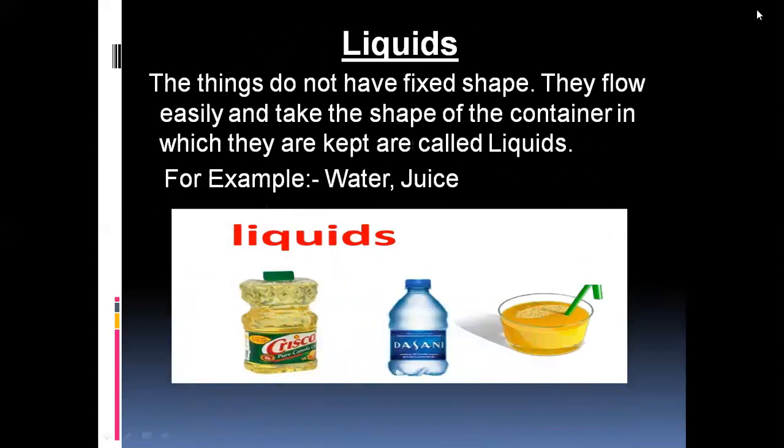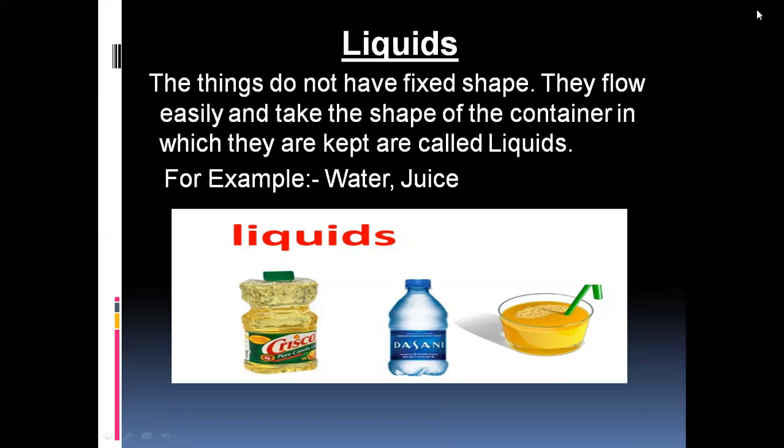Now let's take liquid. The things that do not have a fixed shape, flow easily and take the shape of the container in which they are kept are called liquids. For example, water, juice, milk. Okay, let's take one example. If I have a glass of water in my hand and I pour that glass of water in some bowl, it will take the shape, but the quantity will not change.